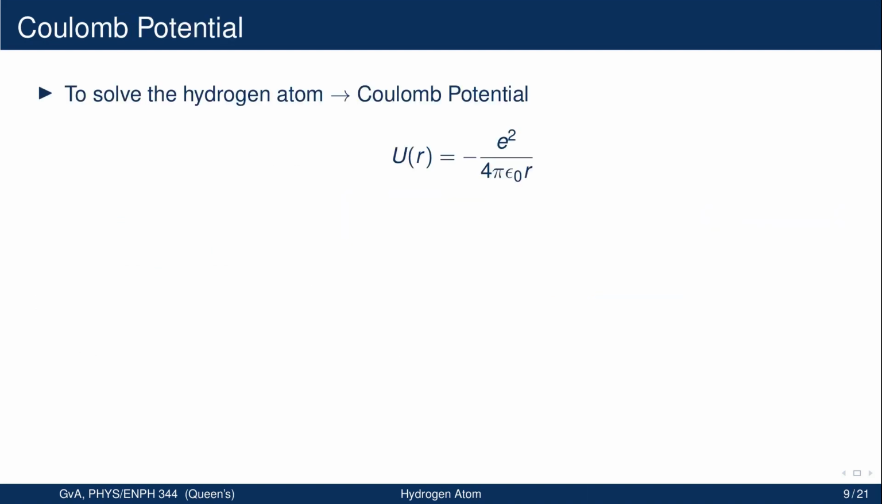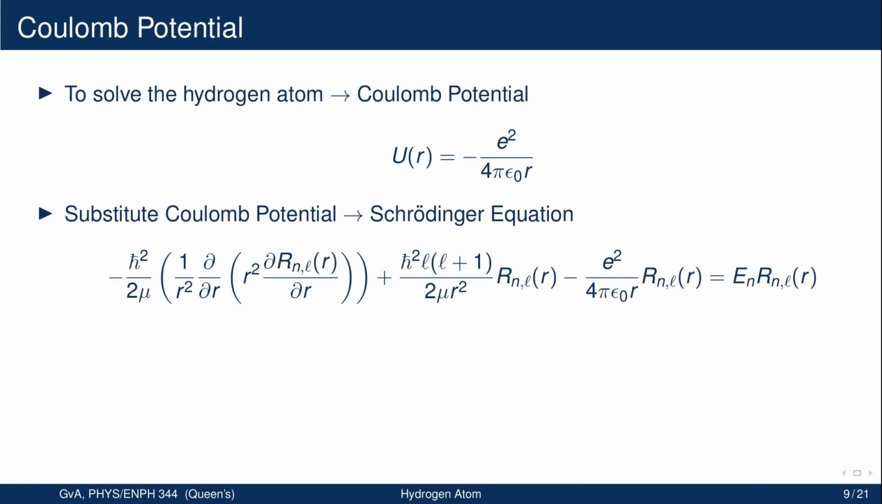In order to solve the hydrogen atom, we're going to have to insert the Coulomb potential into our Hamiltonian. The Coulomb potential has this form here, where little e is the electric charge and 4 pi epsilon naught is the electric permittivity. If we substitute this Coulomb potential into the Schrödinger equation, then we get an ordinary differential equation for R that looks like this.